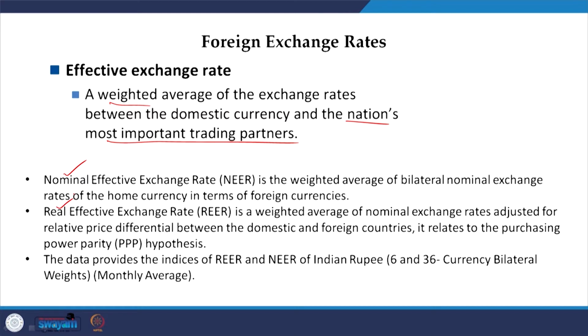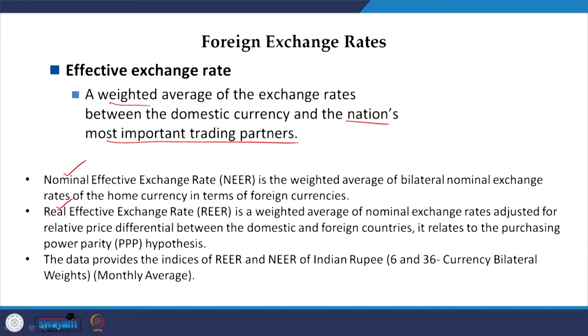Whenever we simply take the bilateral foreign currency and the home currency, the simple dollar-rupee rate is called the nominal exchange rate. Effective, because we have taken the weighted average of some of the currencies. But now, in case of real, we have to adjust with inflation.